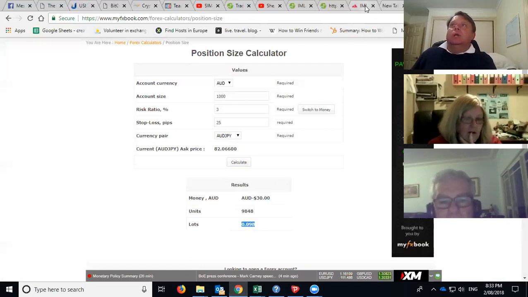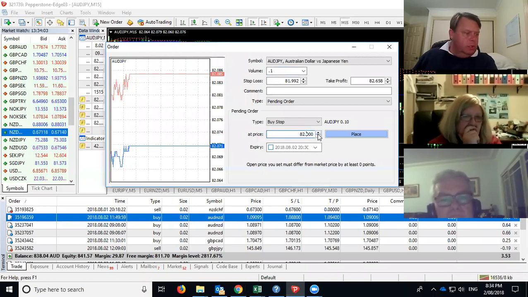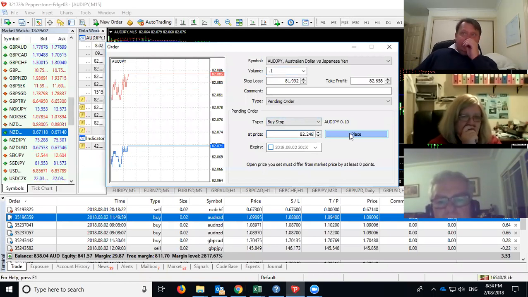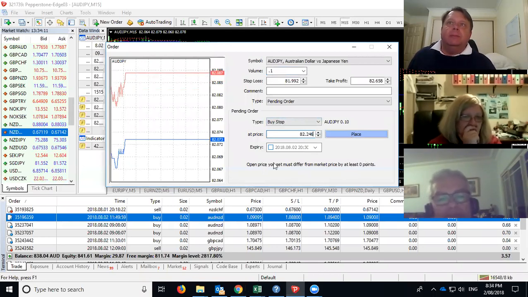So I come back into my trade, and I can make that 0.1 in my volume size. My entry was 82.246. Place the trade. Now, let's say I do something stupid. Let's say I try to buy and I put in something at 81, because obviously I can't buy there.